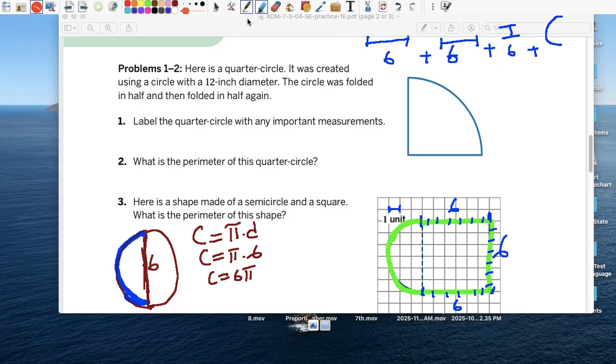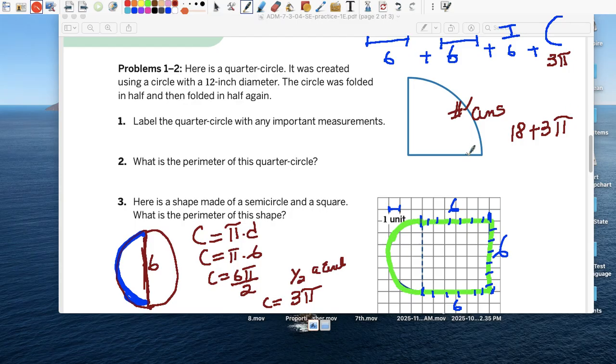So let's take that and multiply by half or divide it by 2, however you want. So the circumference of half a circle, 6 divided by 2 is 3, and I get 3 pi. So this last part, this half circle, is 3 pi. So answer number 1: 6 plus 6 plus 6, which is 18, plus 3 pi, and we're going to leave it like that. Answer number 2.